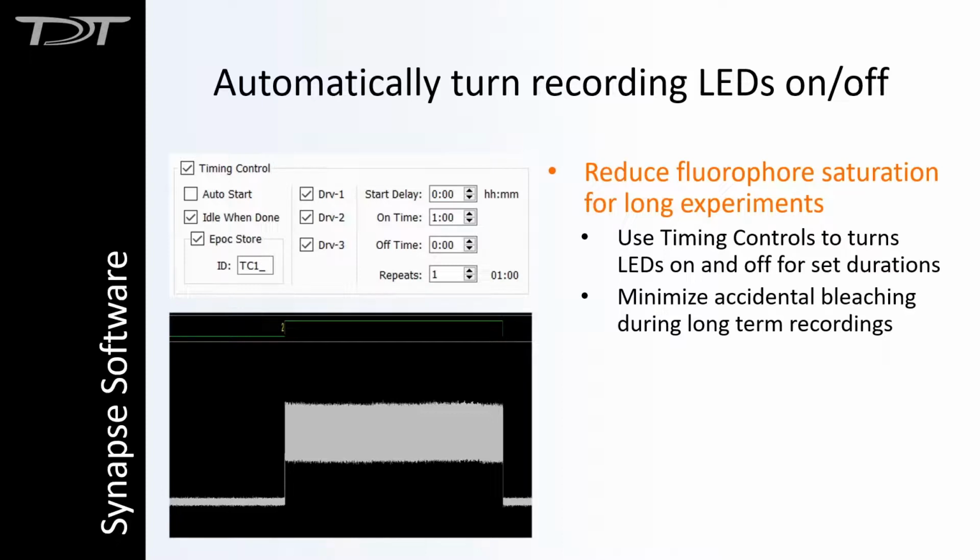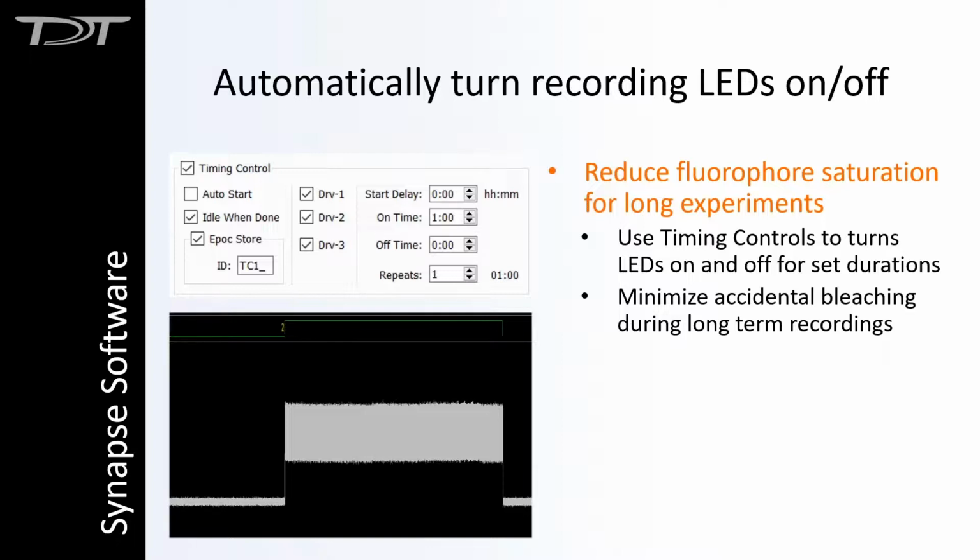Next, we've added in some LED timing controls. This first is for in vivo recordings, automatically being able to turn on and off LEDs while you are recording. So the target experiment for this is if you're doing a very long-term experiment, say 6+ hours, and you don't want to keep the LEDs on for that entire period of time because you're worried about accidentally photo bleaching your fluorophores. So with the timing controls, you can set up a paradigm.